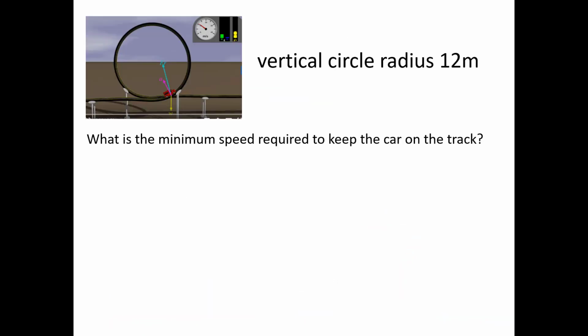Okay, let's have a look again at our particular case of a 12-metre radius loop and a car travelling around it. What is the critical velocity required to keep the car on the track? What's the minimum velocity you need to be going at to avoid dropping off before you get to the top? Well, the normal reaction at the top of the track is given by that. We've already figured that out. And in order to preserve circular motion, that must stay above zero. Theoretically, it could drop to zero. But that is the borderline case.